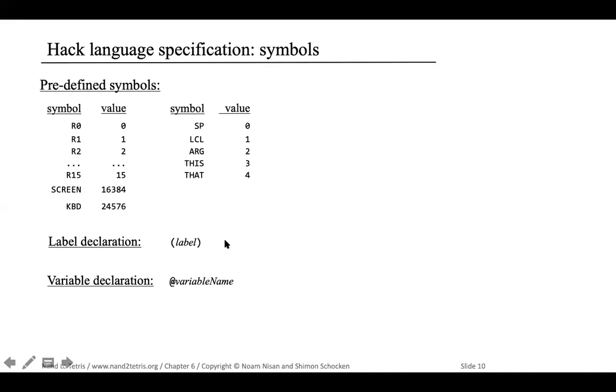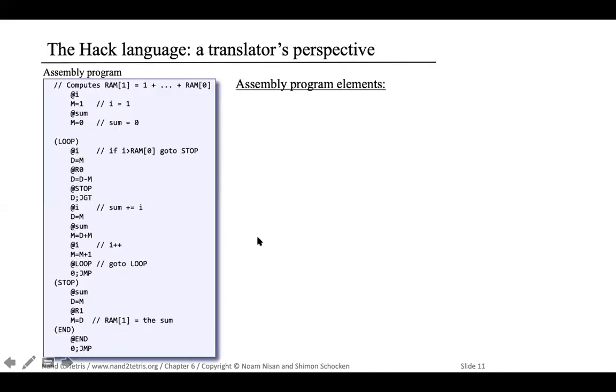What is the value for a label? You should know all this by now. The number of the line after the label declaration. So the value associated with the label on the symbol table is actually the line number of the instruction following this declaration. What is the value associated with the variable name? 16 plus. Because all this information would be useful when you are populating this dictionary while assembling your program. We'll go more in detail.